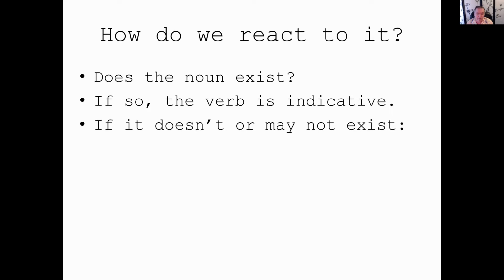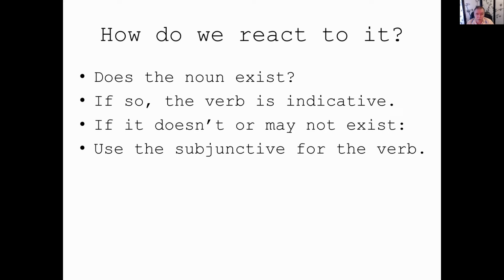But if it's possible or completely impossible that the noun that you're describing exists, then the clause will be in the subjunctive. Essentially, this situation with the noun plus a clause falls under the same category as the doubt and denial verbs. So you're saying it ain't happening. And if it's not happening, you use the subjunctive. If it may happen, you use the subjunctive. If for sure you know the noun exists, then you're going to use the indicative.